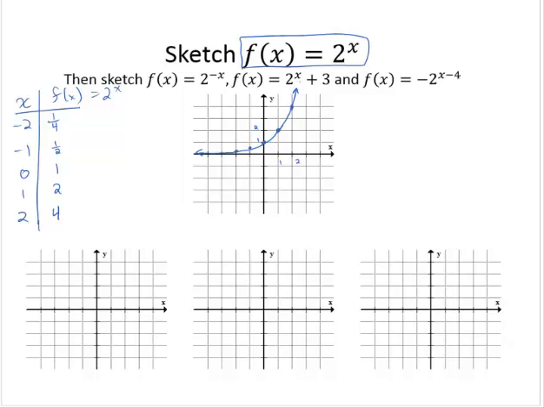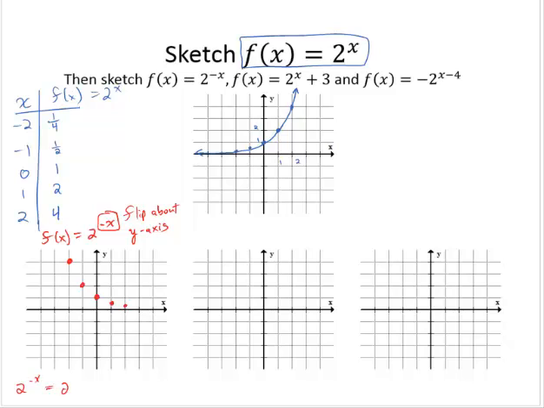Alright, now, f of x is equal to 2 raised to the negative x. So I'll sketch that here. Now there's a couple of ways of looking at this. One thing that you might have learned from your basic transformations is that if you replace the x with a negative x, that is a flip about the y-axis. And so what that does is takes that whole curve that we just drew and flips it about the y-axis. And so we would have the points, let's see, we'd have negative 2, 4; negative 1, 2; 0, 1; 1, 1/2; and 2, 1/4.